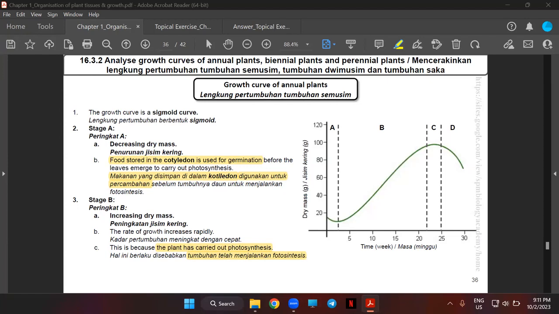Theo, the food stored is being used for germination. For germination, percambahan. We don't write for mitosis. Of course, percambahan menggunakan mitosis. Tapi kamu tulis for germination, bukan mitosis. Don't write for mitosis. Okay, Theo? Alright. Okay. Dapatlah 2 markah. You get 2 marks.